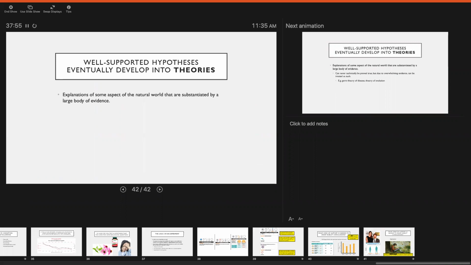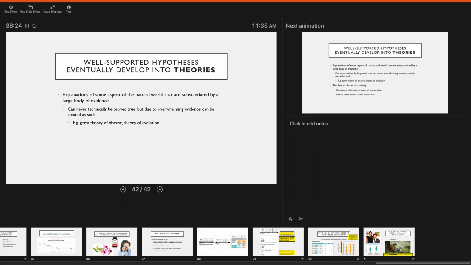Okay, finally, when we have lots and lots of evidence, a huge body of evidence supporting a particular hypothesis, we would then develop these into theories. Because of the way that science works, as I've said, we can never really prove anything, but we can have overwhelming evidence of the truth of this. So for example, the germ theory of disease. Do germs cause disease? Yes.